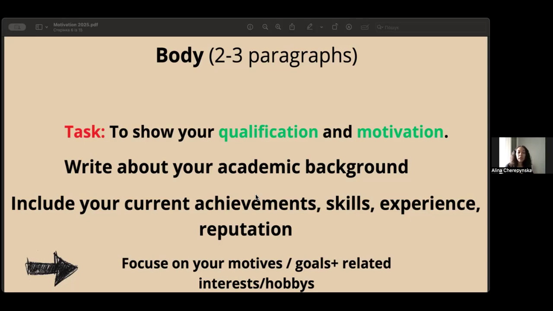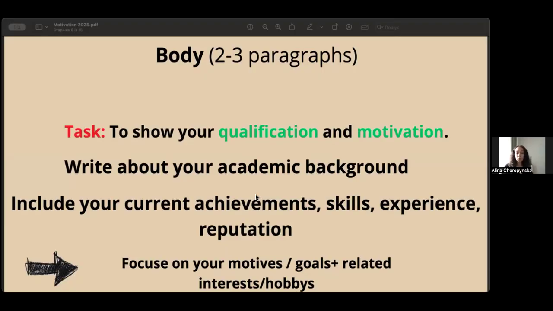Also, the main task of the body, as you can see with the arrow, is to focus on your motives, your motivation or goals, plus related interests and hobbies. This part is pretty interesting. What does it mean? If we're speaking about your motivation, a lot of students may say, I do not have motivation at all. Like, I don't know what my motivation is. In that case, think about your interests. Think about the ideas that you're into so much. Think about your hobbies. You may include it in your motivational letter, but as I mentioned, something related.